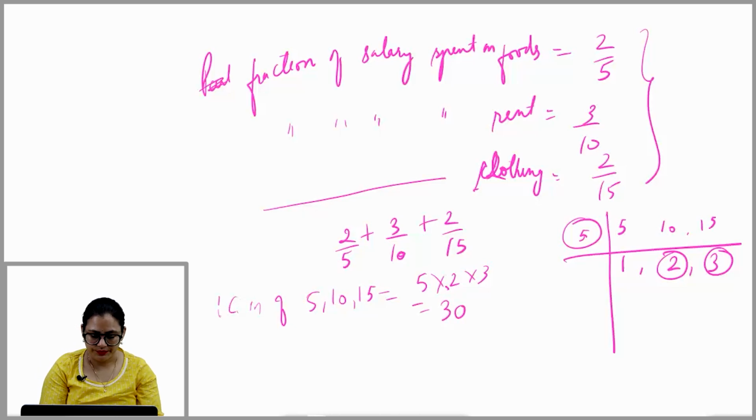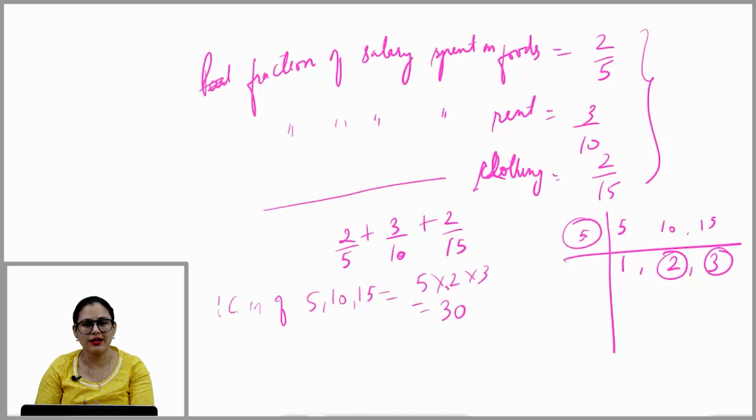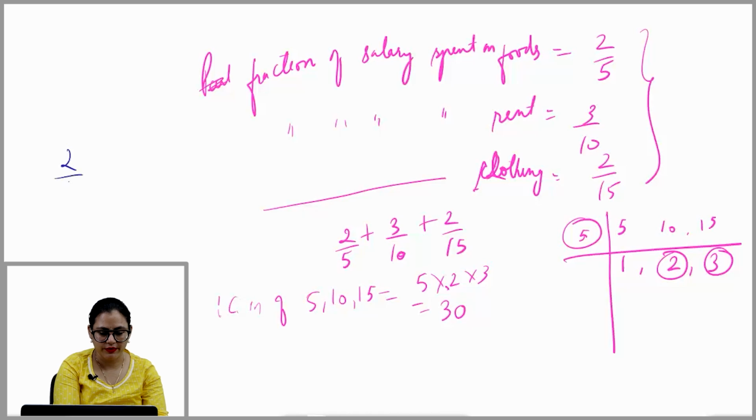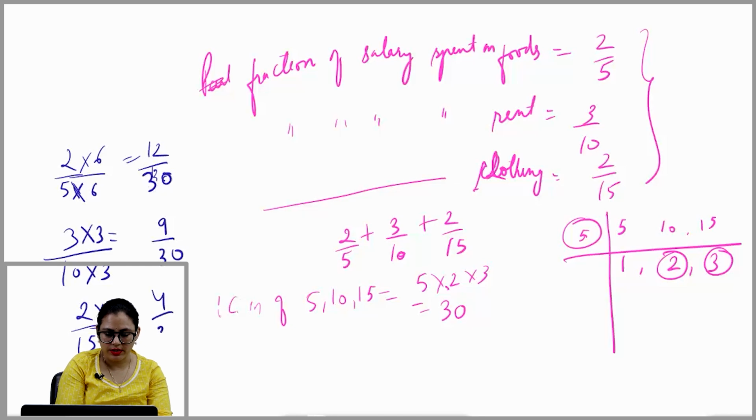Now convert all these fractions into like fractions. 2 by 5. Multiply 5 by 6 and here also, 12 by 30. Next is 3 by 10. We'll multiply 10 by 3 and we'll multiply 3 by 3. 9 by 30. Next is 2 by 15. 15 into 2, here also 2. 4 by 30. Now we will add these fractions.